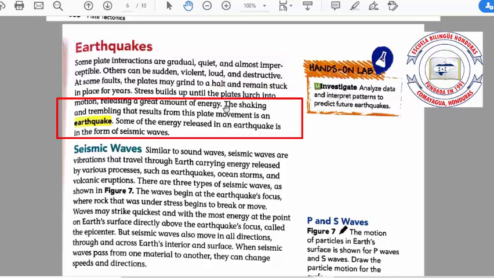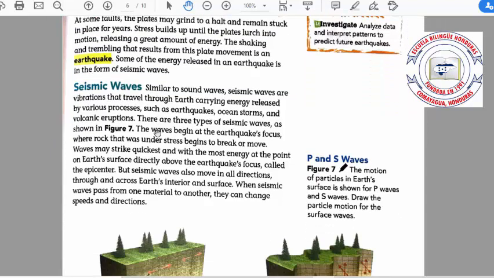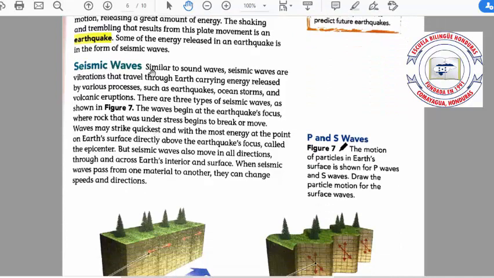And you have the definition of earthquake. The shaking and trembling that result from this plate movement is an earthquake. Underline that part, please, too, guys, from the shaking until earthquake. Continue underlining, guys. Some of the energy released in an earthquake is in the form of seismic waves. Underline this part too. Now we're gonna talk about the seismic waves.